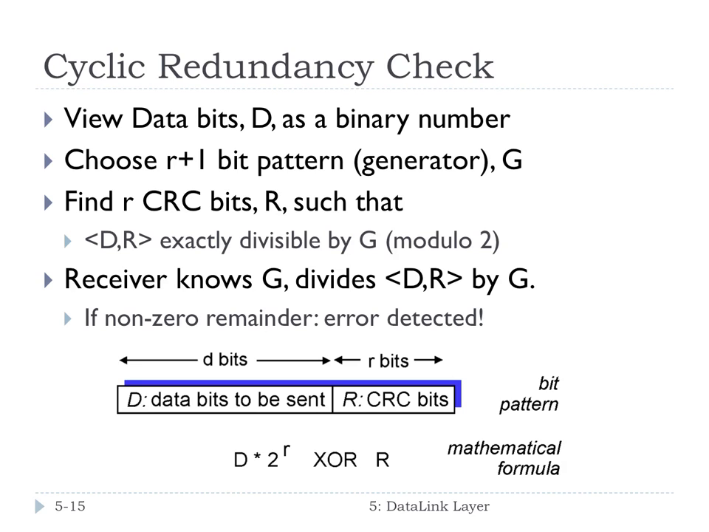So if you get a remainder after doing that division, and that remainder is non-zero, then there's something wrong. There was an error in the transmission. So the mathematical formula for that is essentially we're going to take D, and move it over R bits. That is, move it over to the left.